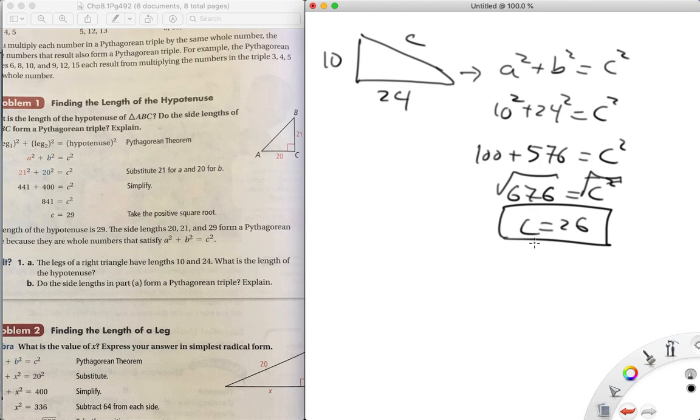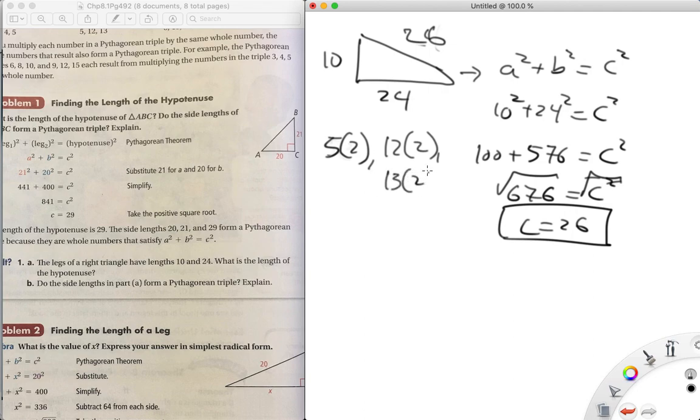Does it form a Pythagorean triple? Yes. So if I put 26 over here, if I was to divide all these guys by 2, 10 divided by 2 is 5, or I could say 5 times 2. 24 divided by 2 is 12, or 12 times 2. And 26 divided by 2 is 13.